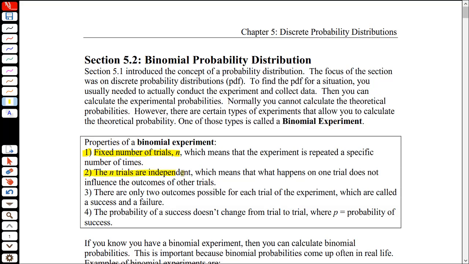Second criteria is that the trials are independent. We talked about independence in the probability chapter, and remember that it means that what happens with one event doesn't influence the probabilities of the other ones.